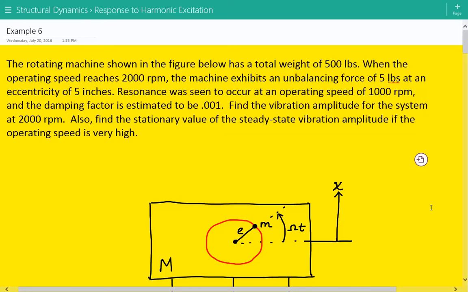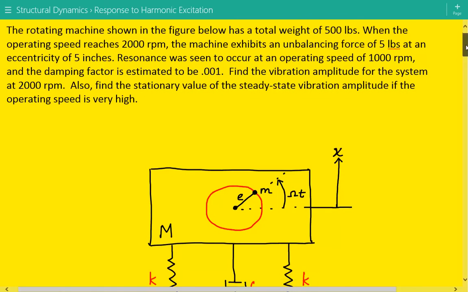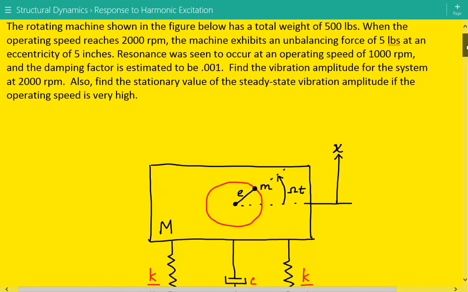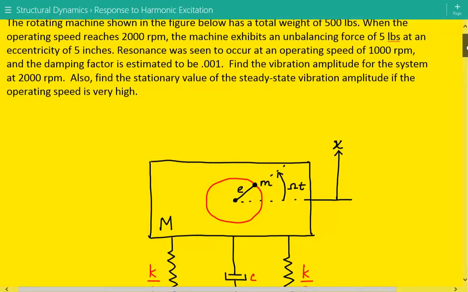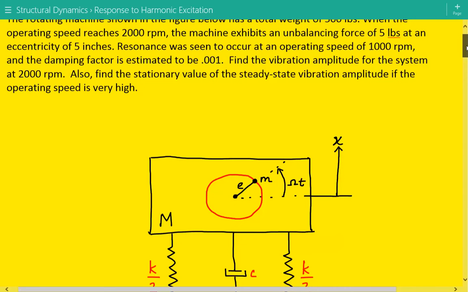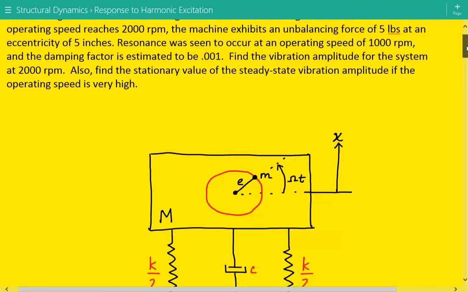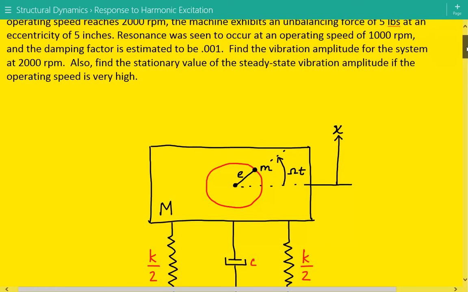Hey everybody, this is example number 6 for structural dynamics covering the response to harmonic excitation. The problem statement that we have is the rotating machine shown in the figure below has a total weight of 500 pounds. And when the operating speed reaches 2,000 revolutions per minute, the machine exhibits an unbalancing force of 5 pounds at an eccentricity of 5 inches.